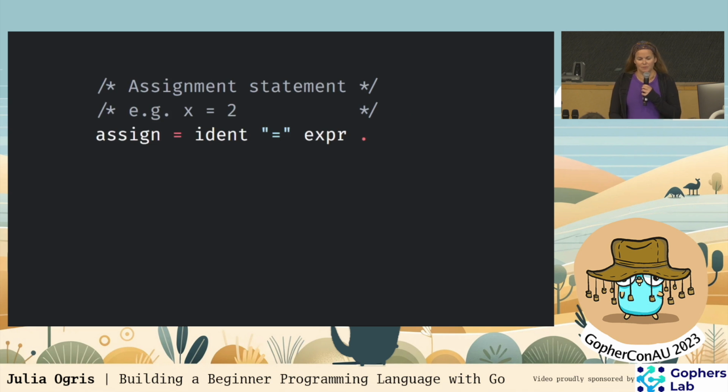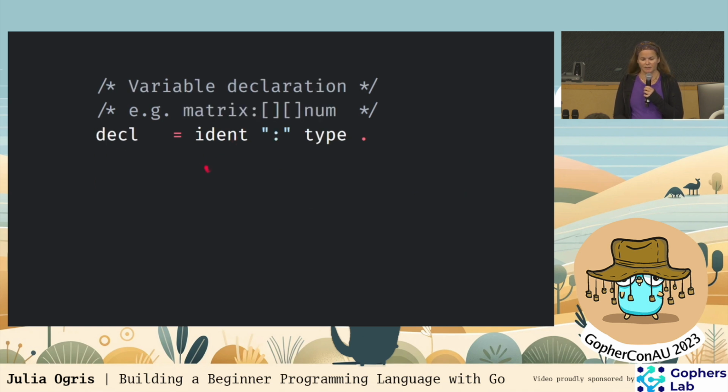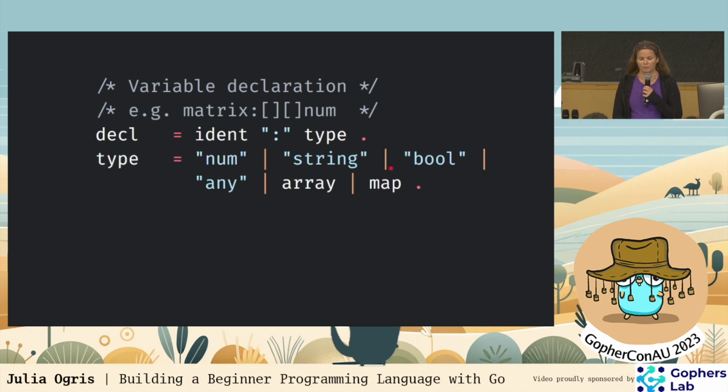The assignment statement in Eevee starts with an identifier followed by a literal equal sign and the right-hand side expression, where the identifier, as is common in programming languages, starts with a letter or underscore followed by a repetition of letters, underscores, digits. The same rule for an identifier is used in the declaration statement with the literal colon and the type. A type may be the literal num, string, bool, any, or an array or map, where array and map are square brackets and curly braces followed by a type.